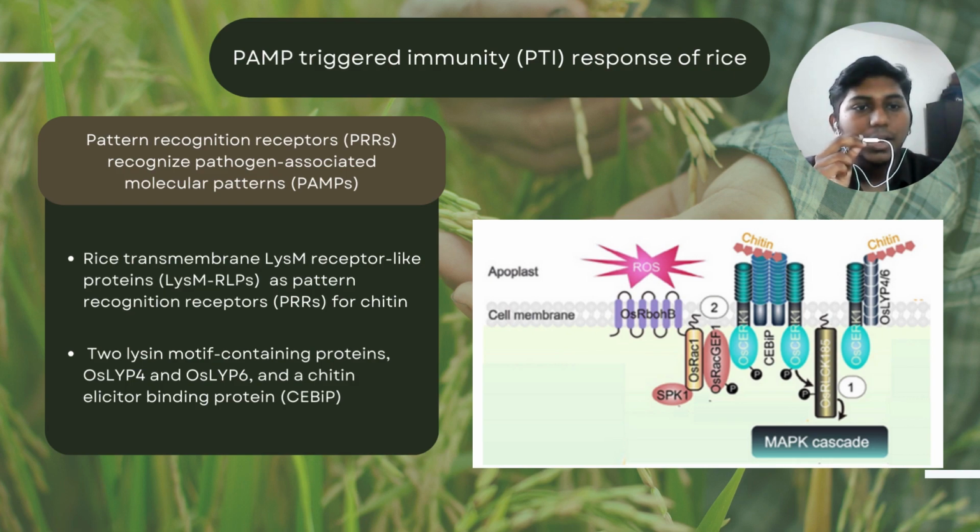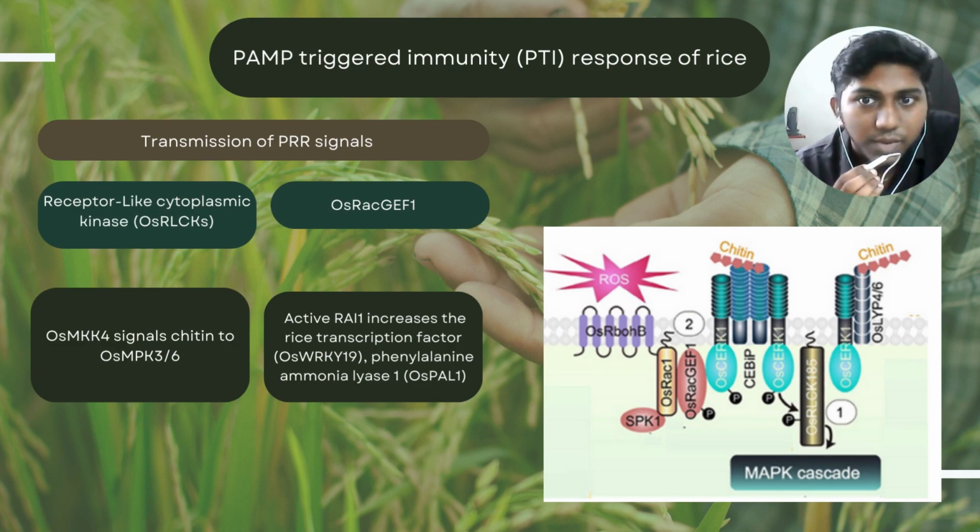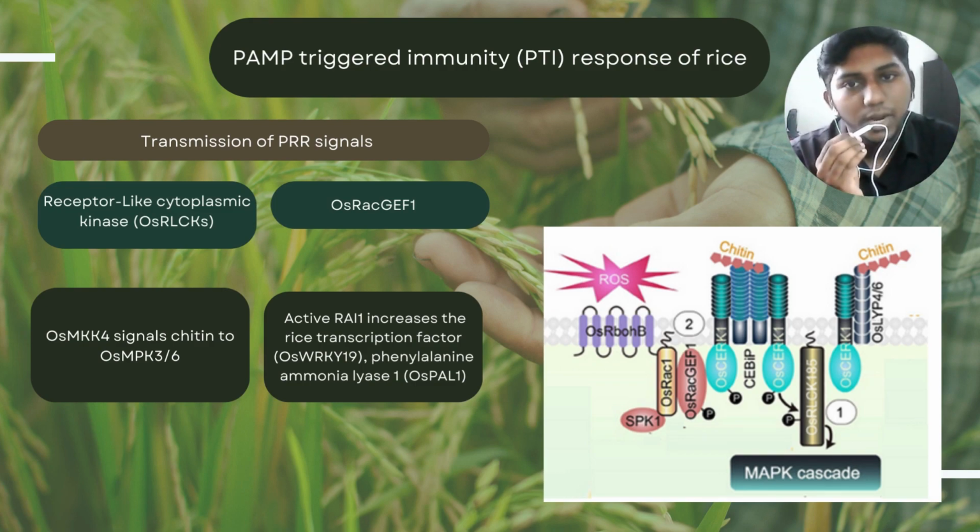This receptor complex on the cell membrane then senses and transmits the fungal chitin-derived signal. After detecting the chitin, the signal will be transmitted via two kinds of pathway. The first one is using receptor-like cytoplasmic kinase. After a series of phosphorylation, the signal will be transmitted from rice MKK4 protein to MPK3/6, which will control the defensive responses. The second pathway is by RAC-GEF1.